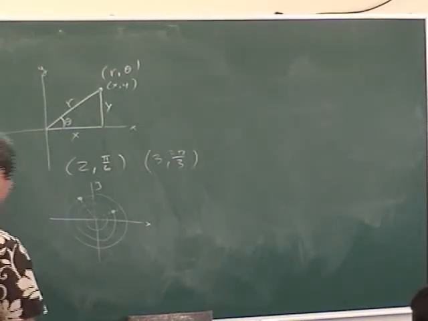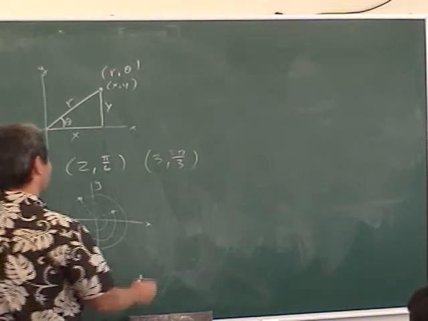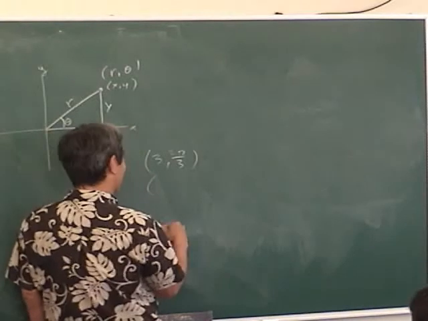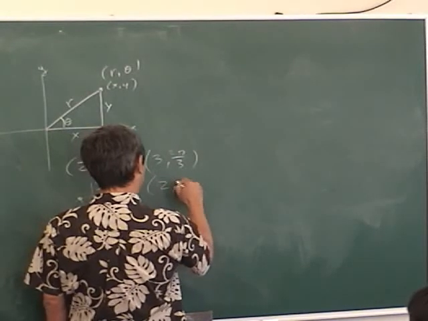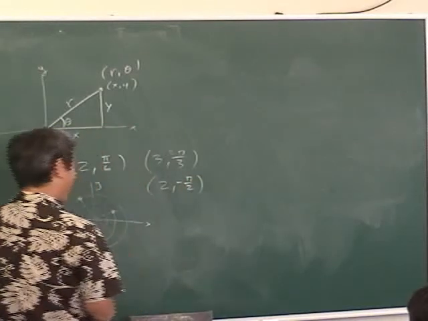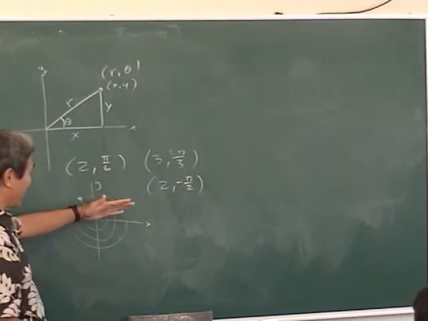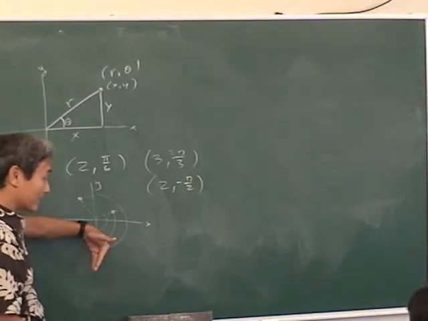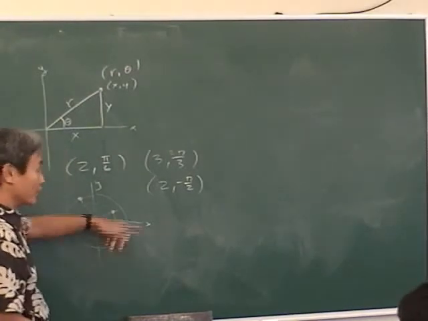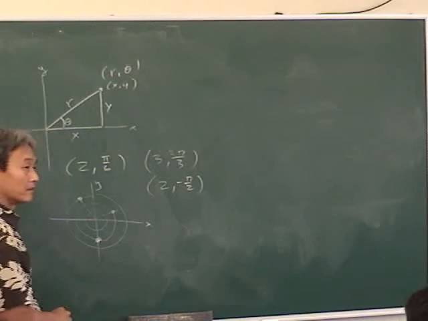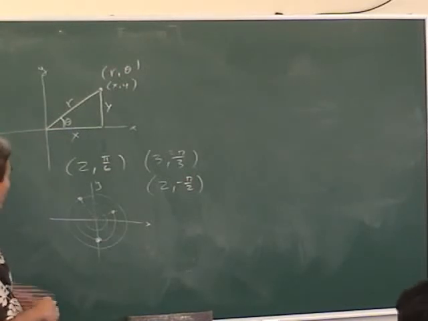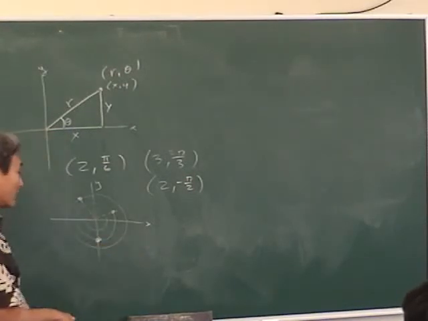Mr. Park, this is easy. Okay, let's kick it up. What happens when the angle is negative? What if you have (2, -pi/2)? What you do is you go pi/2 clockwise, because that's the negative direction, and in that direction you go 2 units from the origin. So 1, 2, right there. You have to go 2 units in the direction of the angle.